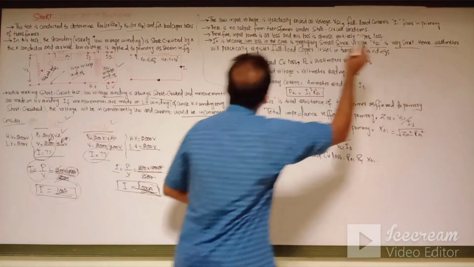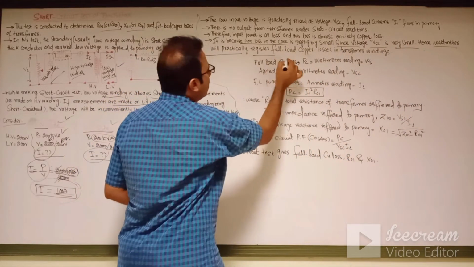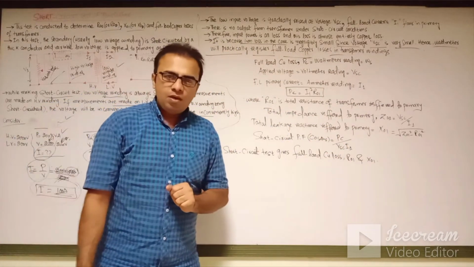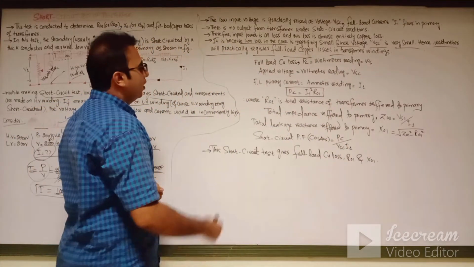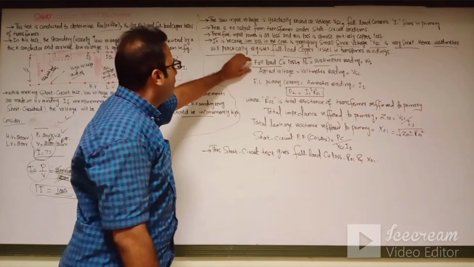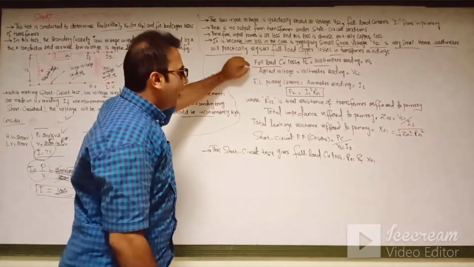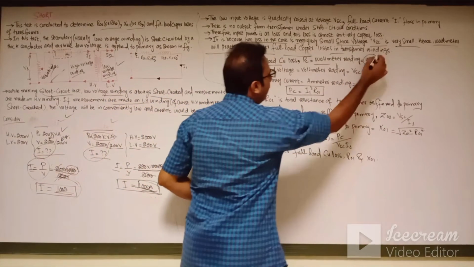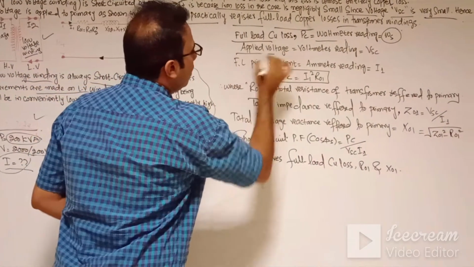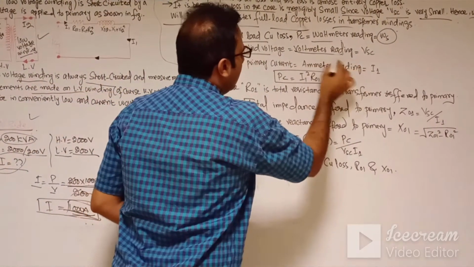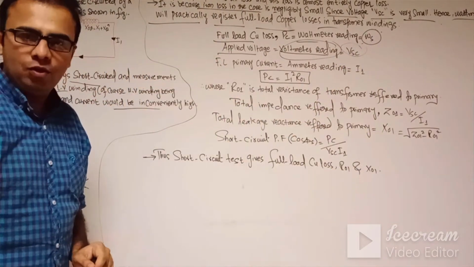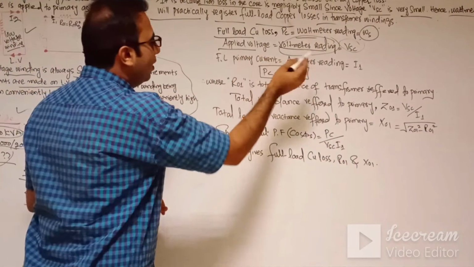Hence the wattmeter will practically register the full load losses, the copper losses in the transformer winding. Now see the parameters. Full load copper loss: this will be the input power in terms of the copper losses. The applied voltage we are given, which is to be measured by the VSC, that will be read by the voltmeter.